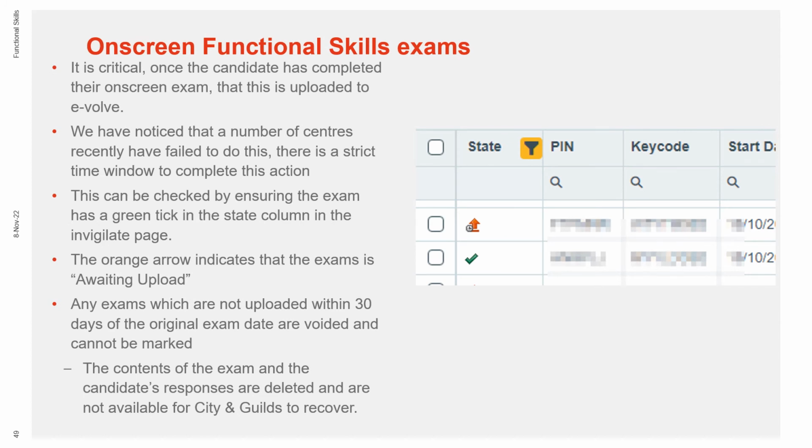It is critical, once a candidate has completed their on-screen exam, that it is uploaded to E-volve. We've noticed that a number of centres recently have failed to do this. There is a strict time window to complete this action. This can be checked by ensuring the exam has a green tick in the State column on the Invigilate page in Secure Assess. The orange arrow indicates that an exam is awaiting upload.